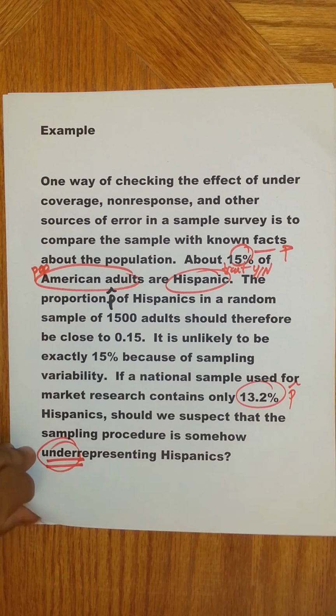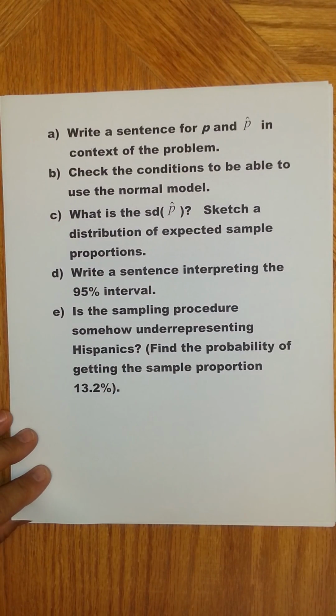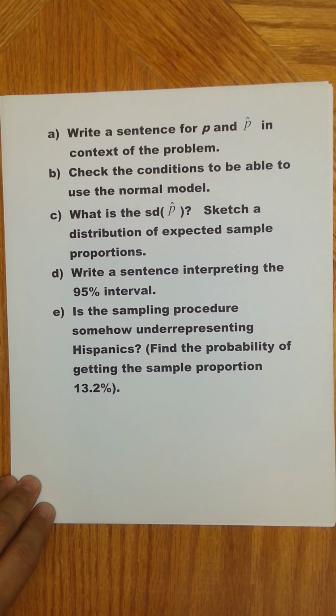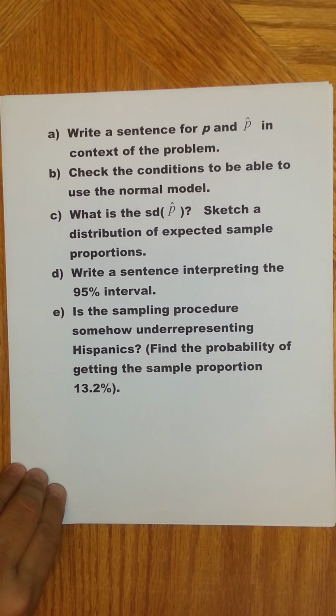So what we're going to look at then is writing a sentence for P and P hat in context, checking conditions to see that we can use a normal model, finding out what that model of the distribution of expected sample proportions will be, writing a sentence to interpret the 95% interval, and seeing what are the chances of getting a sample where only 13.2% or fewer are Hispanic.